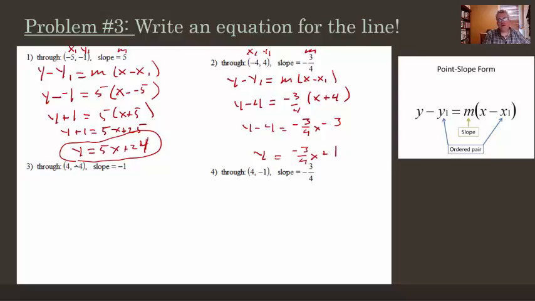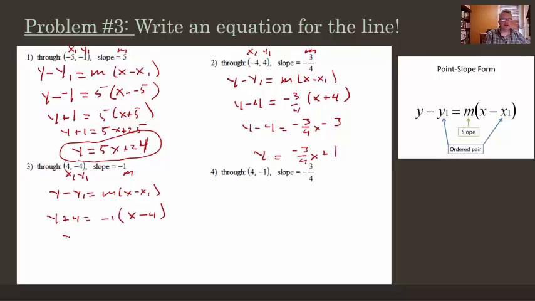Okay, let's do these two. Through (4, -4) and slope negative 1. So this is x1, y1, and that's m. y minus y1 equals m times x minus x1. So y minus a negative 4, the same as y plus 4, equals the slope times x minus x1, x minus 4. Okay, that's pretty good.